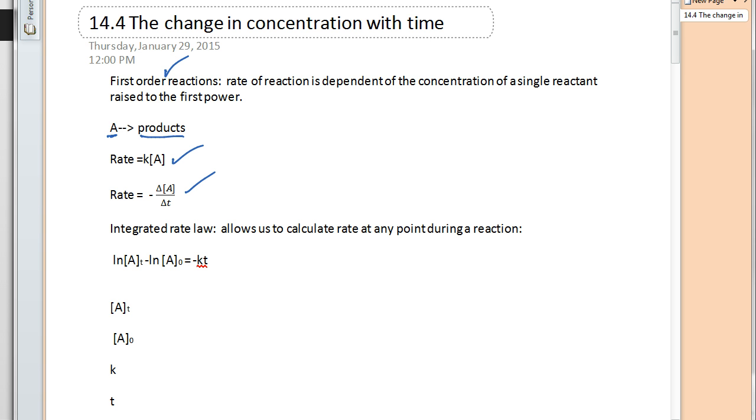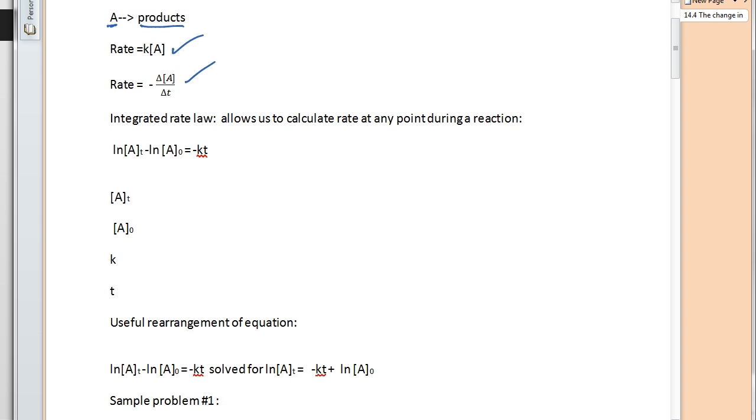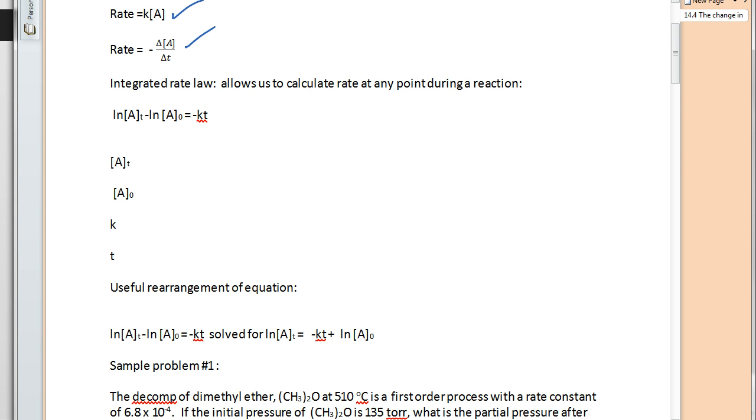Now, one of the things that is interesting is that we can use calculus to calculate the rate at any point during a reaction. We don't just have to necessarily work on initial rates of appearance or disappearance. We can do it at any time, and the integrated rate law shows us how to do that. Now, I'm not going to show you how to integrate this. It does talk about it in the book. We're just going to use the formula that's already been integrated for us. And this is the formula that's provided to you on your equation sheet. And so let's talk about what it is.